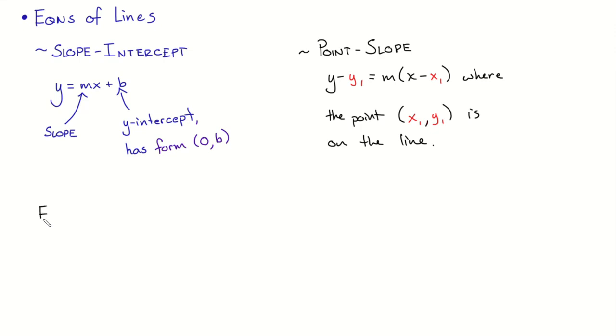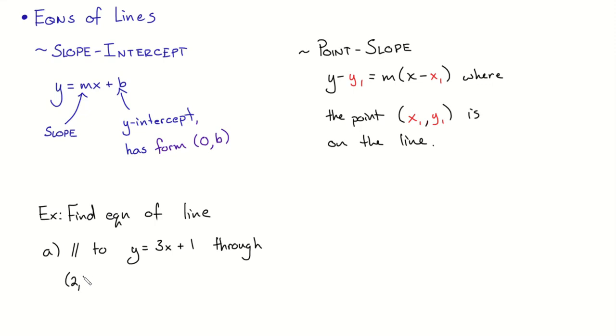So here we go. Example. I want us to find the equation of a line, and we're going to look at two different variations of the example, but we're going to do it with both forms for the first one. On A, let's say, we want the line parallel to y equals 3x plus 1. So we have a parallel line, but we also want it to go through the point 2, 4.